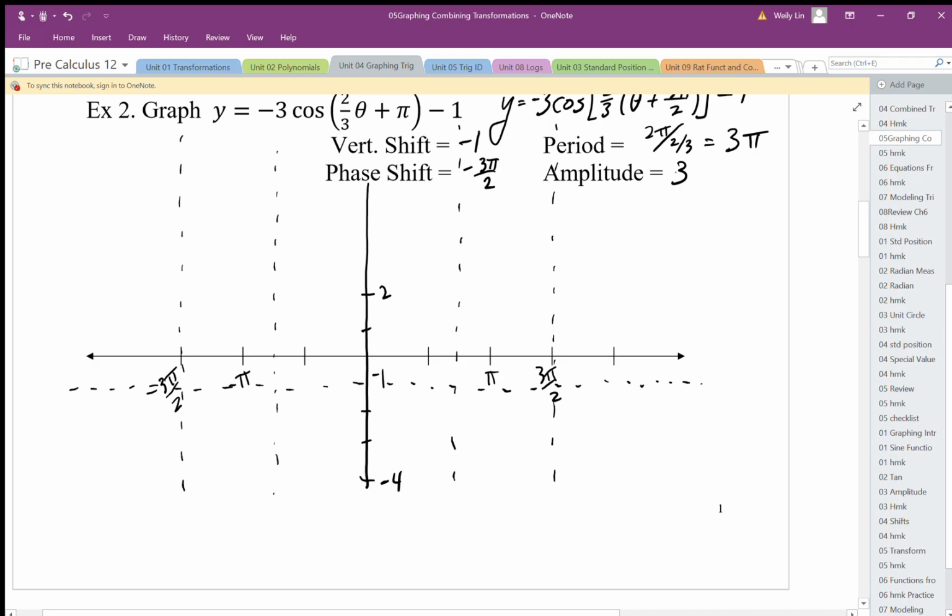Now I'm going to use the amplitude to graph. Be careful with this, because now we have to accommodate this negative, which is a vertical flip. So instead of starting at the top, I'm going to start at the bottom. I'm going to go to the middle. There's my first quadrant. I'm going to go to the max, and then back down to the bottom here. Notice that that is a vertical flip of the original cosine graph.